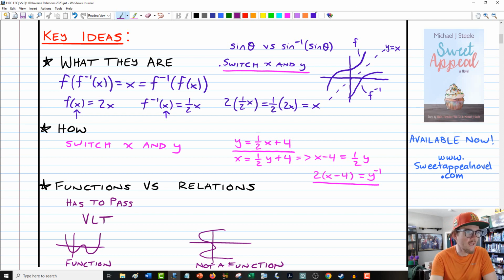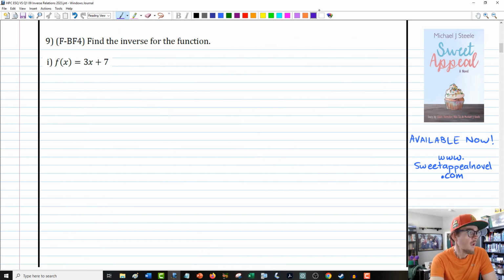Otherwise, though, I think we're ready to dive into the actual problems. I think doing these is a little bit more straightforward than thinking about them conceptually. So our first function we're supposed to compute the inverse for is f of x equals 3x plus 7. And the way I'm going to begin this process is by switching out the f of x for a little bit and writing this instead as y equals 3x plus 7.